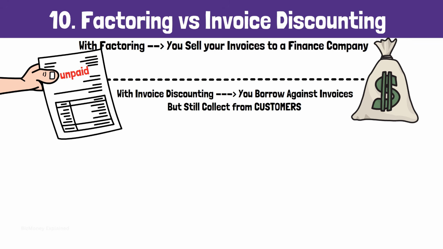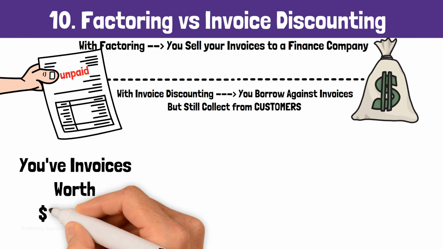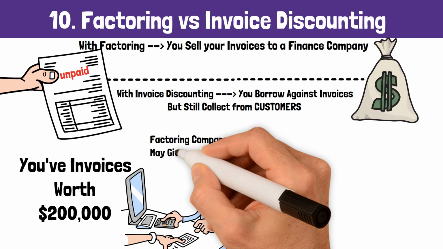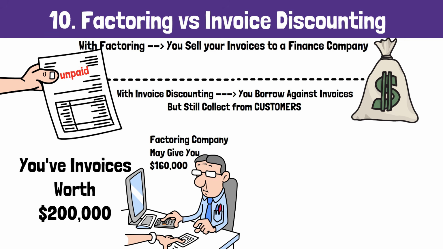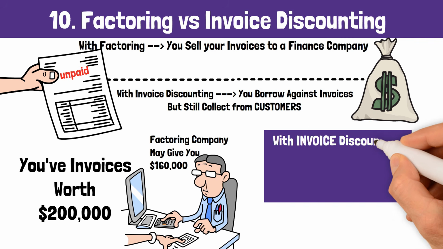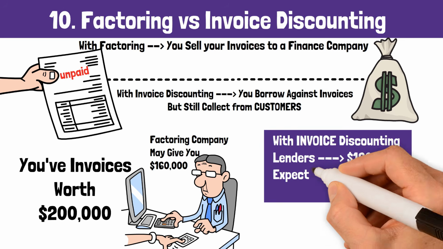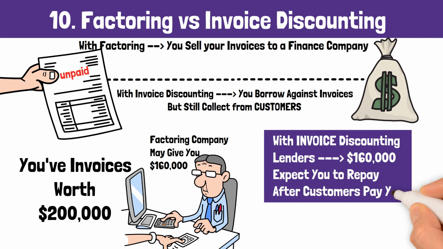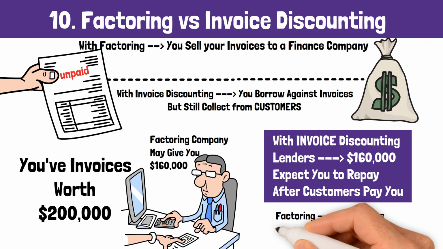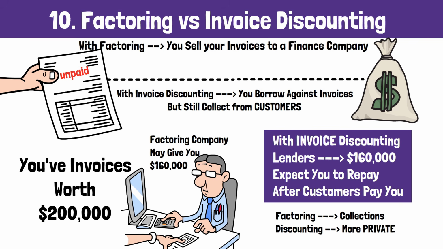For example, you have invoices worth $200,000. A factoring company may give you $160,000 upfront and collect the full amount from your customers. With invoice discounting, a lender may give you $160,000 but expects you to repay after customers pay you. Factoring helps with collections, but customers know. Discounting is more private.